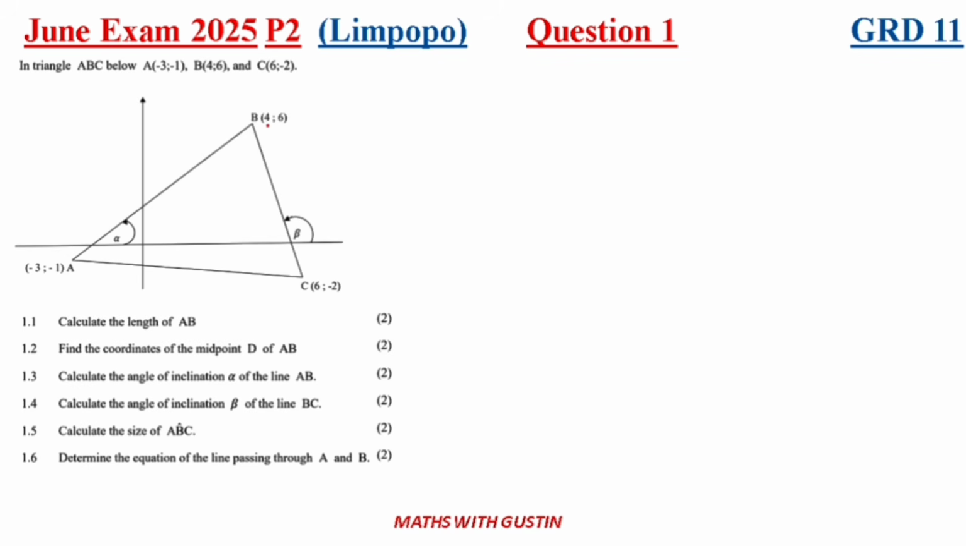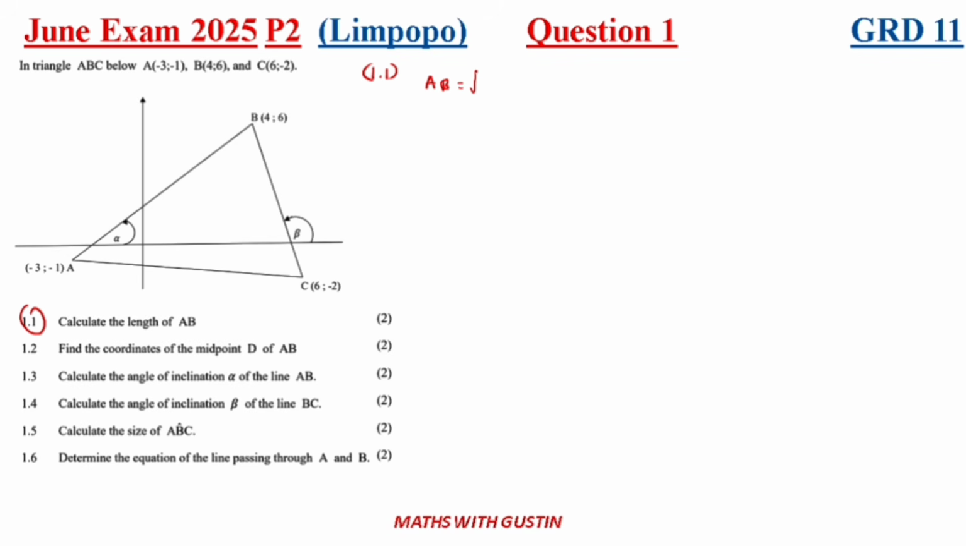We are given here A, B and C. They've given us all the coordinates, which is really good. And then they are saying here, 1.1, calculate the length of AB. So we're just going to come here straightforward. Here we use the distance formula to calculate the length of AB.